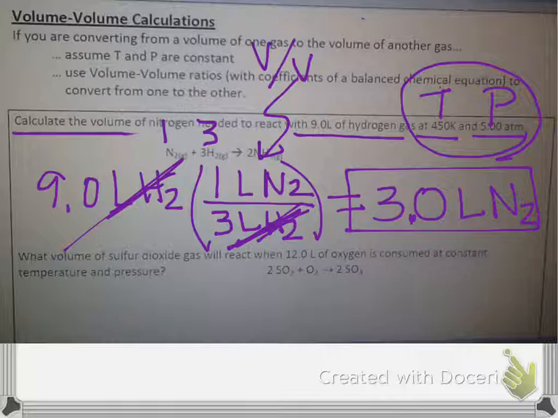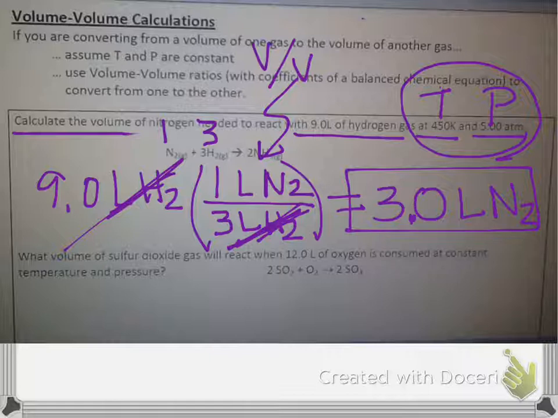If you're given the liters of one gas, and you're asked to calculate the liters of another gas, if you only have one set of conditions, then you can go straight from liters of one to the other without going through the mole. It's a shortcut. Only time you can do that. Let's do the last problem here.